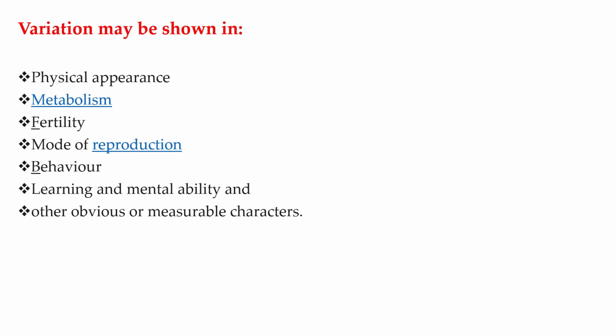So then the next thing is that the other obvious or measurable characters can also be considered as systems where variations are shown. The next thing that we are going to look at is the different types of variation. We are starting with continuous variation.